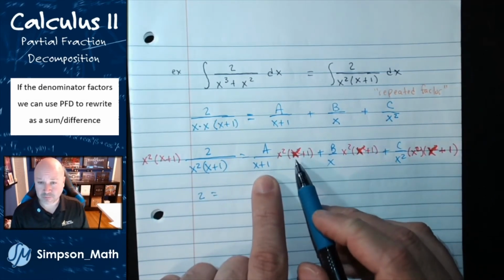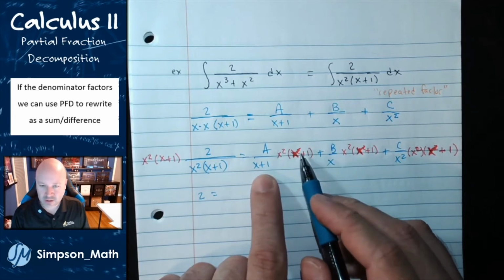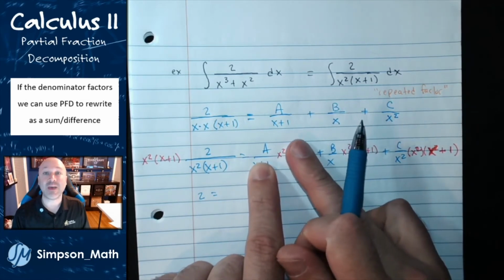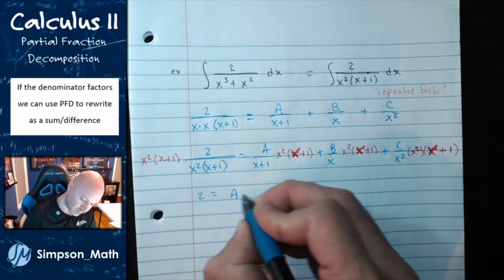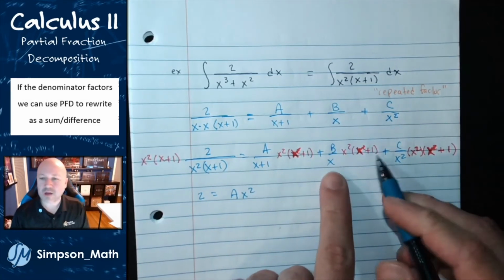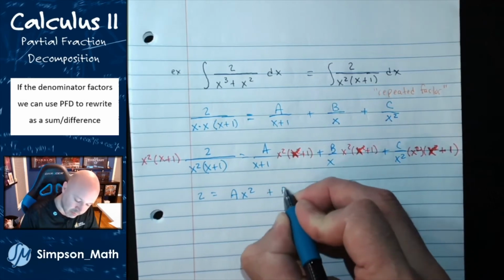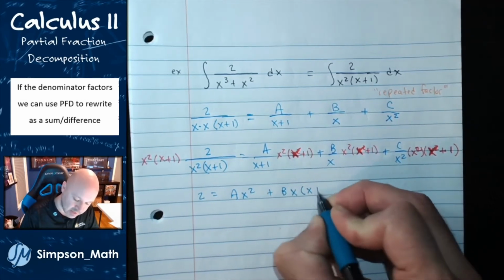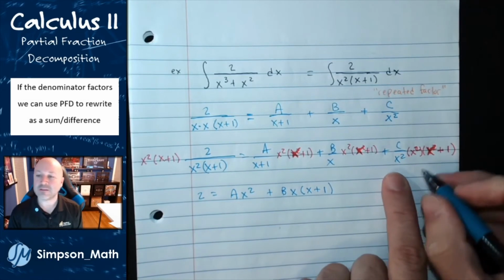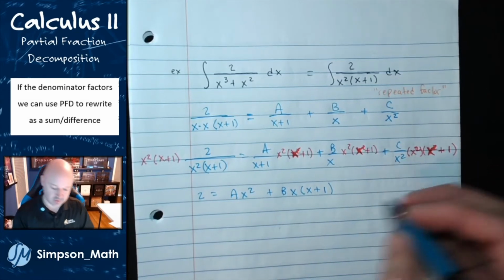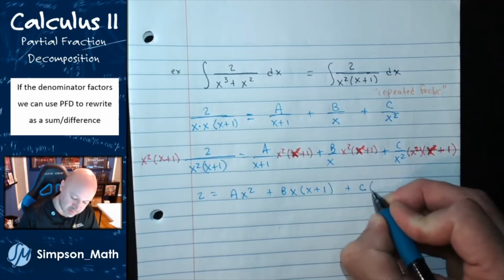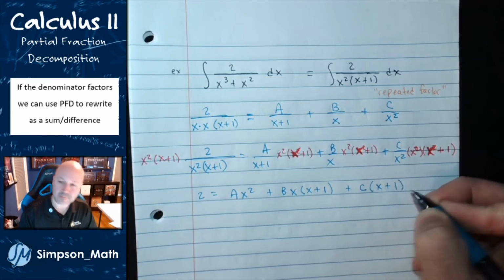On the a term, the x plus 1 will reduce, but I'm left with ax squared. On the b term, one of the x's reduce, leaving me with bx times x plus 1. On the c term, all of the x's reduce, leaving me with c times x plus 1.